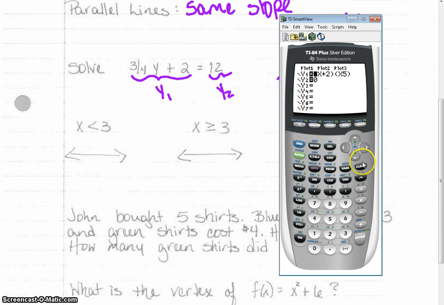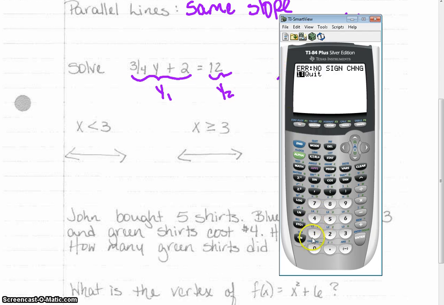So let's go to y1 and clear it out, and we're going to say 3 divided by 4. You're going to use x. Once you're in y1, you have to use x regardless of what letter they used. So 3/4 x plus 2. And then we go to y2 and we put 12. So second calc 5 for intersect. Let it draw. Enter, enter, enter.